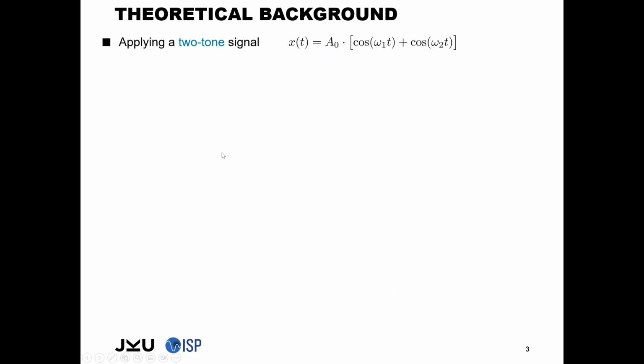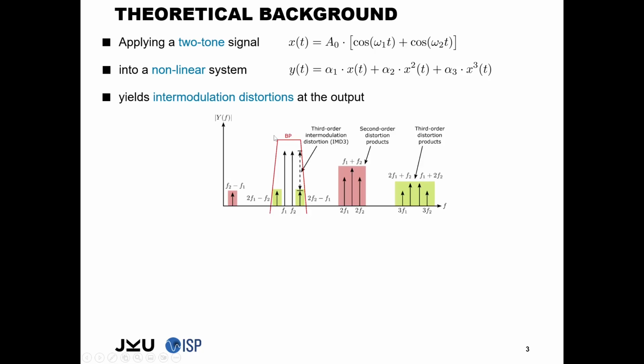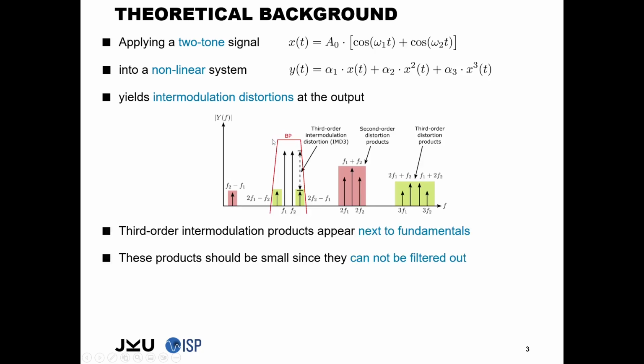If we are plugging in a two-tone signal, like shown in this formula, with two frequencies omega 1 and omega 2, and the amplitude A0, into a nonlinear system with alpha 1 as the linear factor, alpha 2 as the second order distortion factor, and alpha 3 as the third order distortion factor, we will get intermodulation distortions at the output. Third order intermodulation products appear next to the fundamentals, in green, you can see here. And these products should be very small since they cannot be filtered out.